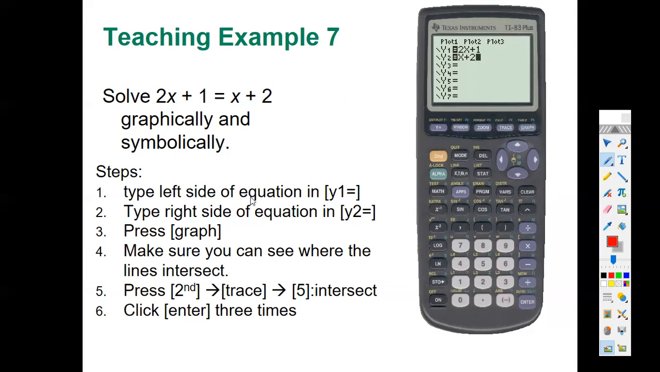It says type left side of the equation in y1 equals. Type right side of the equation in y2 equals. That's all I've done so far, step 1 and step 2. Please check with your neighbor.